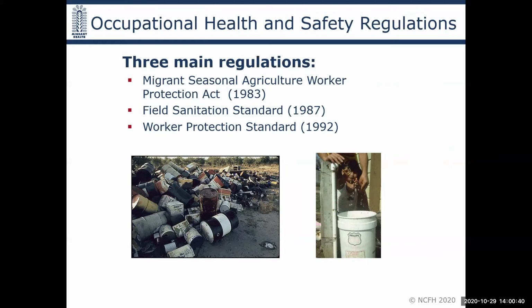So there are three regulations specific to ag workers. The Department of Labor has put in place the Migrant and Seasonal Agricultural Worker Protection Act, and that was in 1983. And that established the rights of farm workers as well as the guidelines labor contractors must follow. And then in 1987, OSHA put in place the Field Sanitation Standard. This applies in all states and requires availability of potable water and sanitary toilet facilities. And then the Environmental Protection Agency put in place the Worker Protection Standard in 1992.